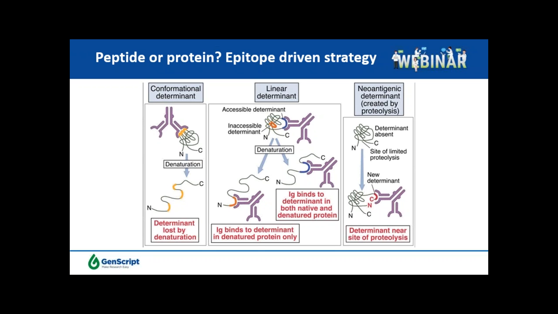On the other hand, the linear epitope in the middle, on unfolded proteins, will most likely be well preserved even after denaturation. In addition, for cases like neoantigenic epitopes created by proteolytic cleavage or other post-translational modifications such as phosphorylation, a peptide antigen is the recommended option since we want to raise antibodies against a specific region, and immunization with a larger fragment or full-length protein will inevitably dilute the pool of epitope-specific antibodies. And most of the time, it will be outcompeted by dominant epitopes.